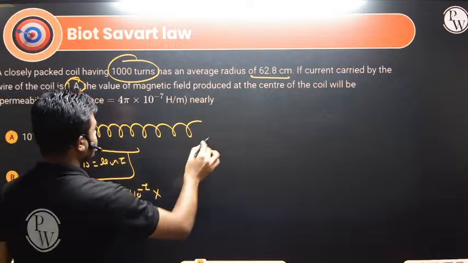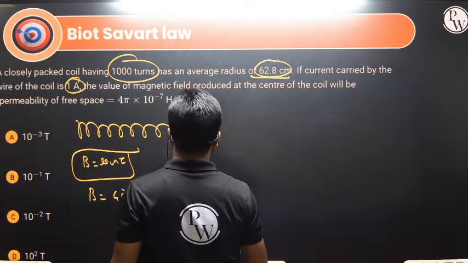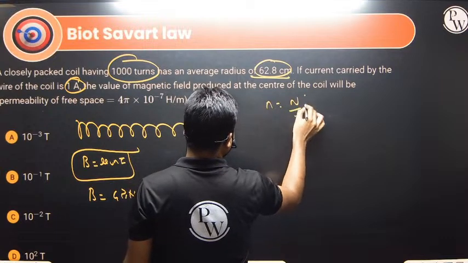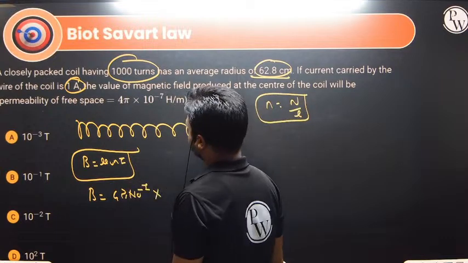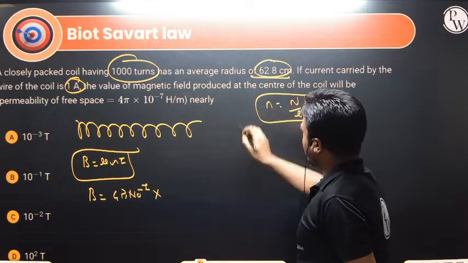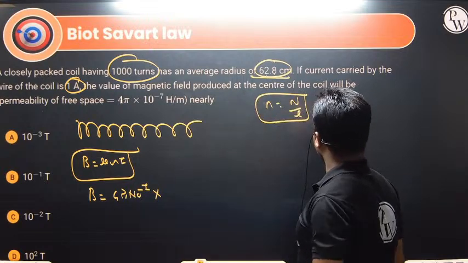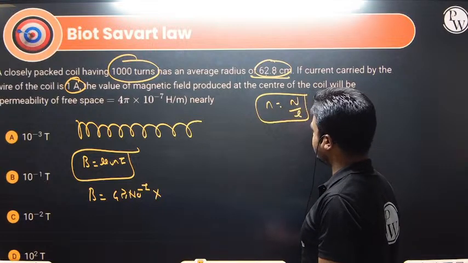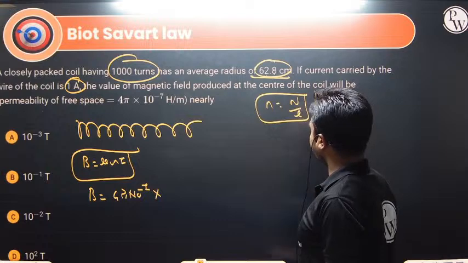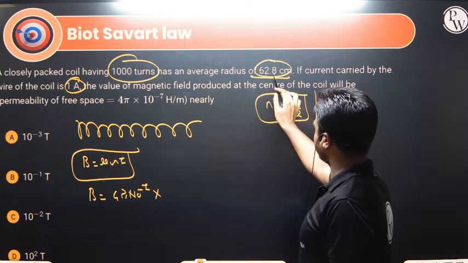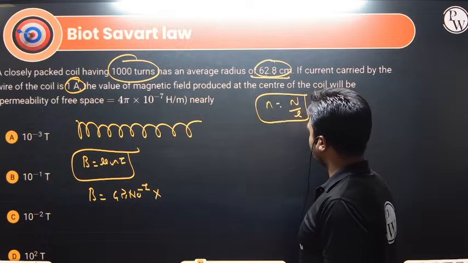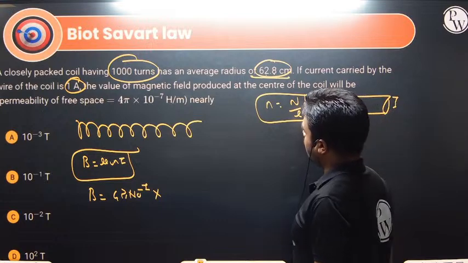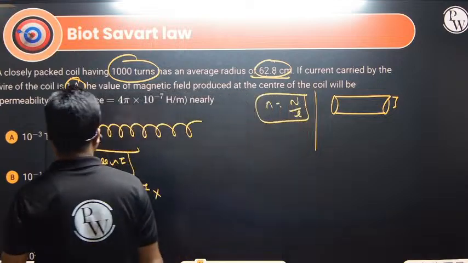So they have given the radius of this. What is the radius of this? 62.8. So let's talk about this. What is N? Number of turns per unit length. This is closely packed and has an average radius of 62.8 centimeter. So we have to find the length over here. How can we calculate the length? They have given the radius, 62.8 centimeter. Whose radius? This particular radius.